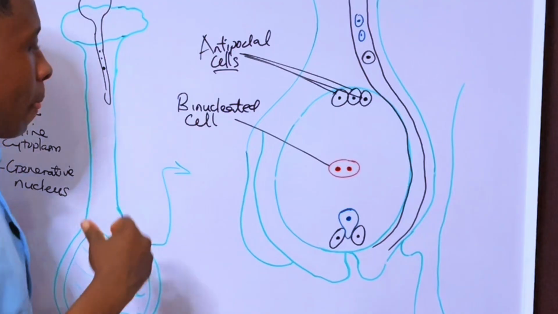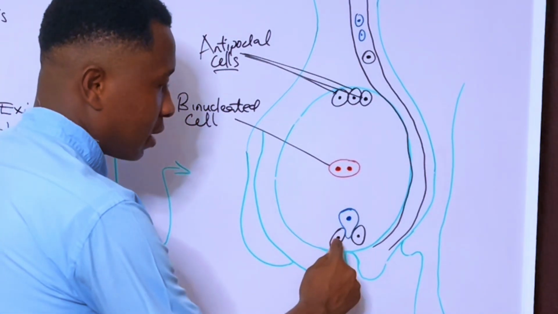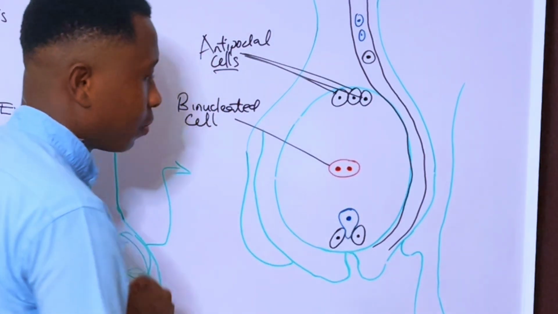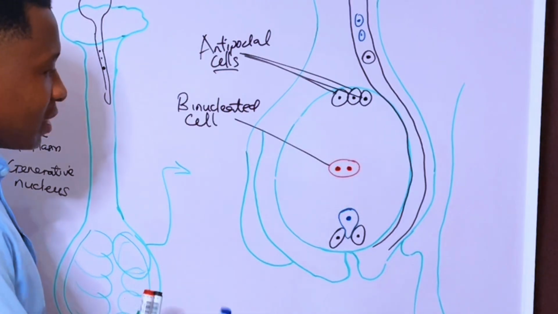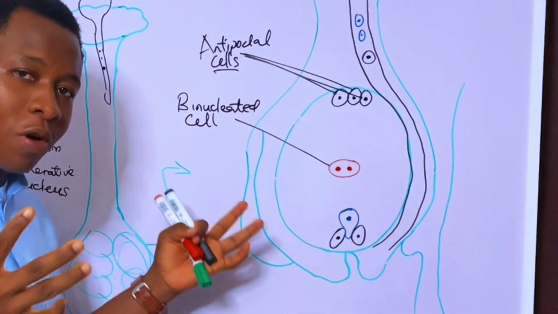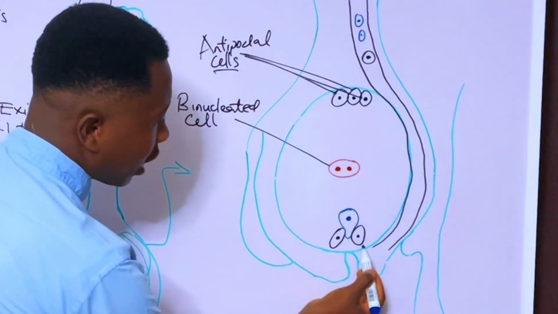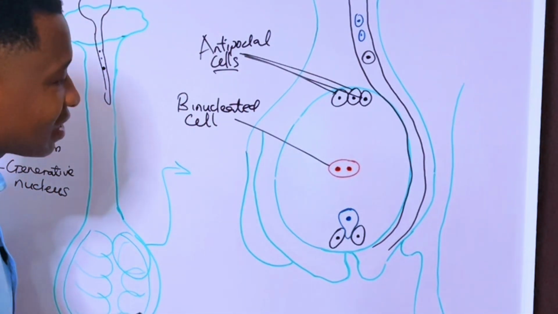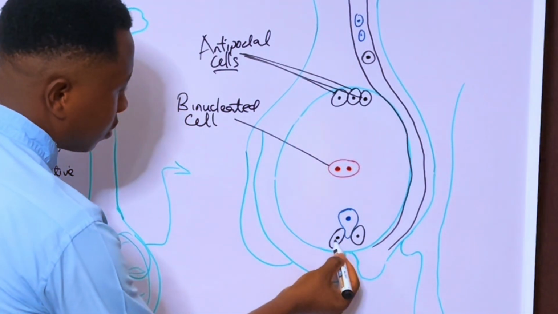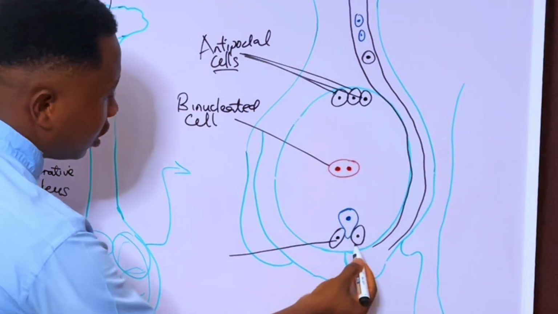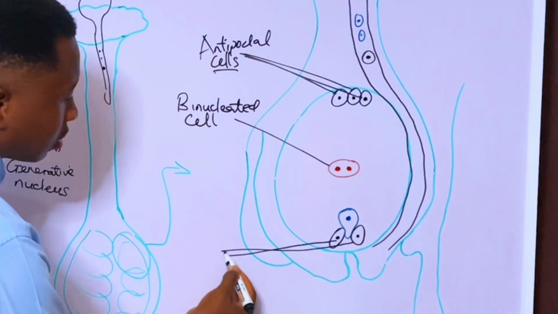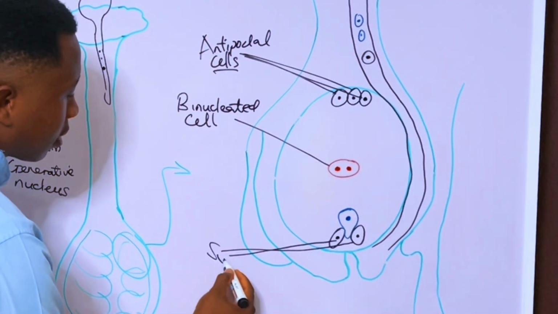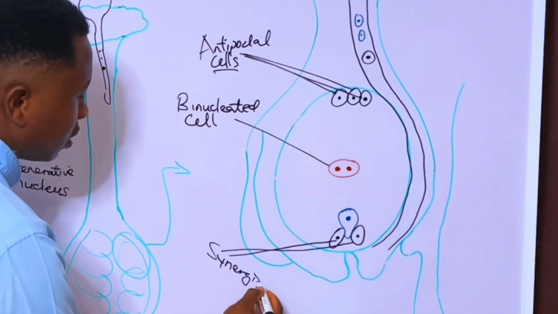All right. The next one is this particular cell here. You can see that the cell is being hugged by two other cells. These two here, this side and this side, are called the synergid cells.